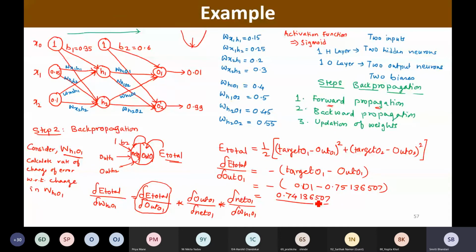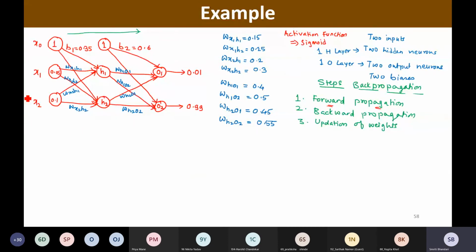We are back propagating this, correct? So once again, what we are going to do next is calculate the change in output O1 with respect to its net input. Ma'am, can you explain that last term?